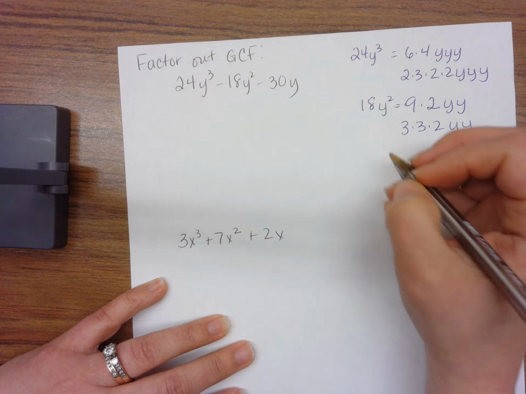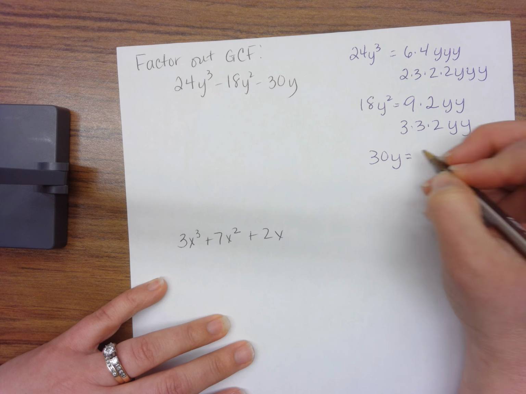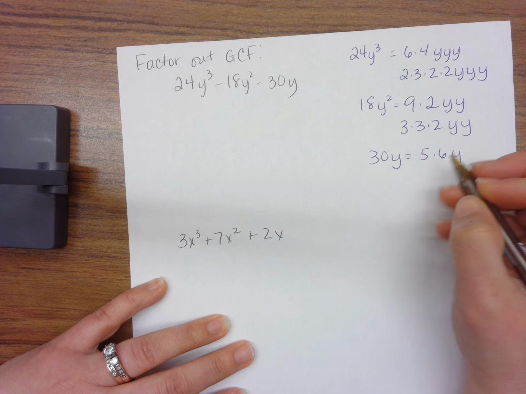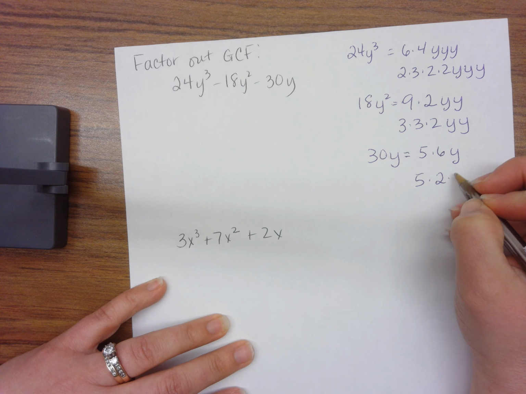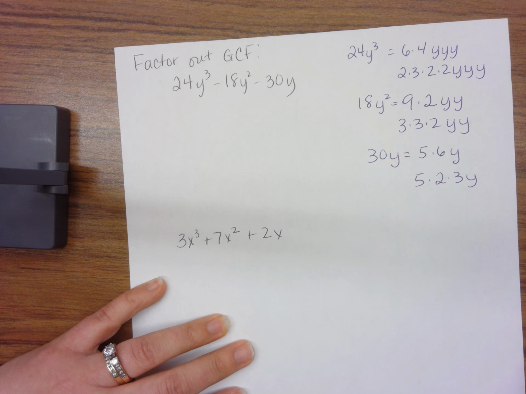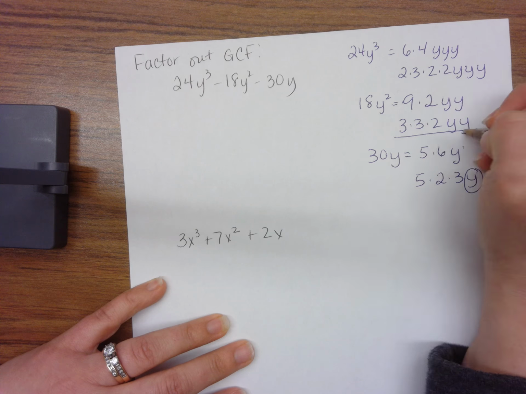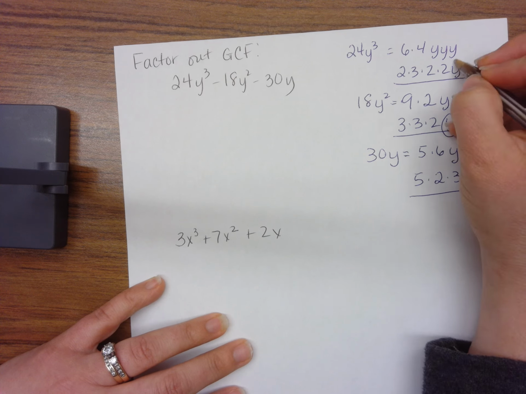And then my 30y, I'm going to choose 5 times 6 this time, and then just one y. The 5 is prime, so I'll leave it. And then 6 can be broken into 2 times 3. You don't have to do this if you can spot it, right? But if you are having trouble spotting it, this is always an option. Okay, so they all have y's, so I'm going to circle the y is common. So here's the final ones. Let's underline those so we don't get them confused. So they all have one common y.